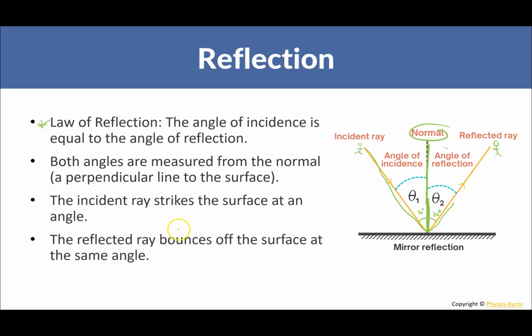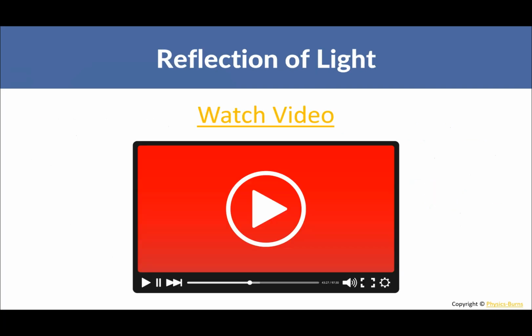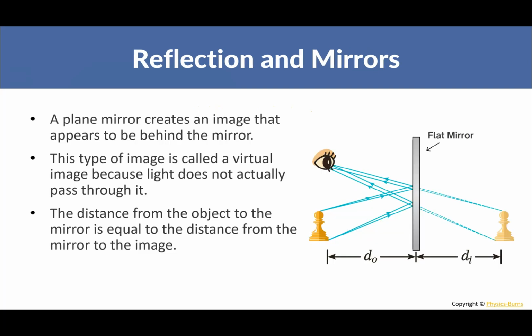So for example, let's say a ray was coming in like this, and it made a 70-degree angle. It would come out like this, making a 70-degree angle from the normal. A bit about reflection. Here's a cool video just to show a little bit more of how this works. Highly recommend you watch it.